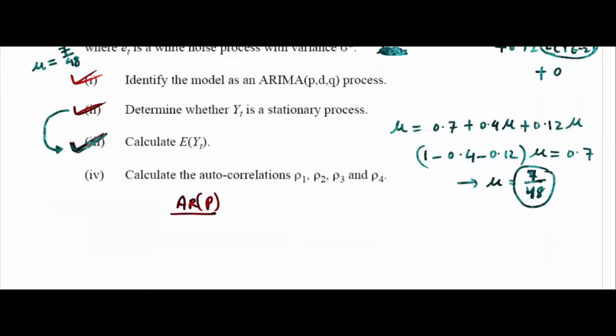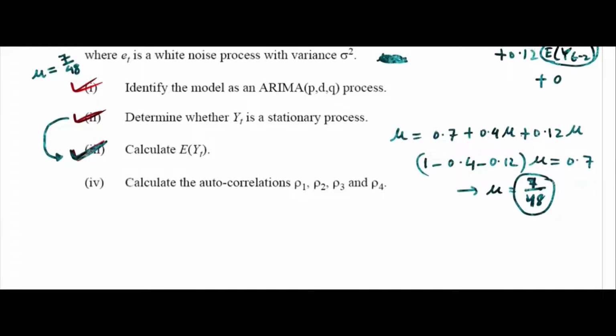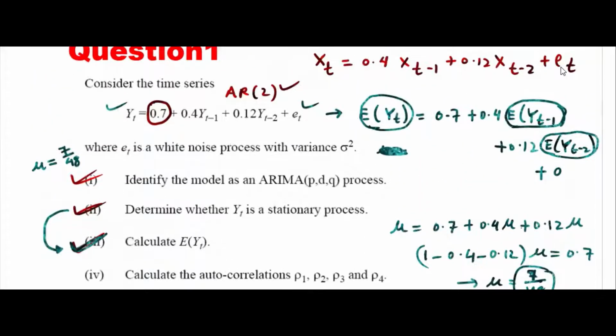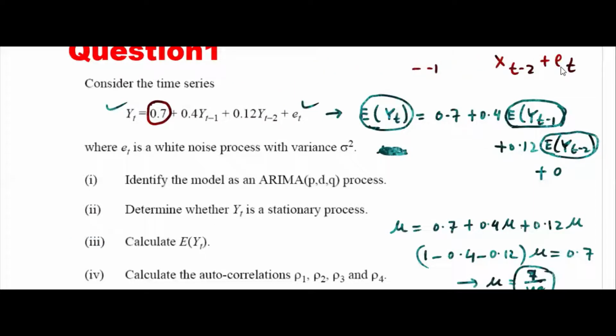Calculate the autocorrelations rho 1, rho 2, rho 3, rho 4. This is the question: autocorrelations. How can you calculate autocorrelation for an AR process? If you want to do that for this AR(2) process, you need to write the Yule-Walker equations. Okay, you need to write Yule-Walker equations.